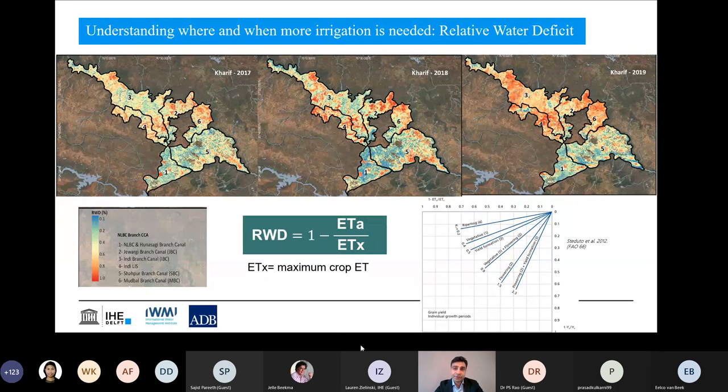We could also look into how water is distributed and when and where more water and irrigation is needed. We do this through an index we call relative water deficit, which compares the actual evapotranspiration to the maximum rate of the crop evapotranspiration. If you want to read more about it, you can read the FAO 66.